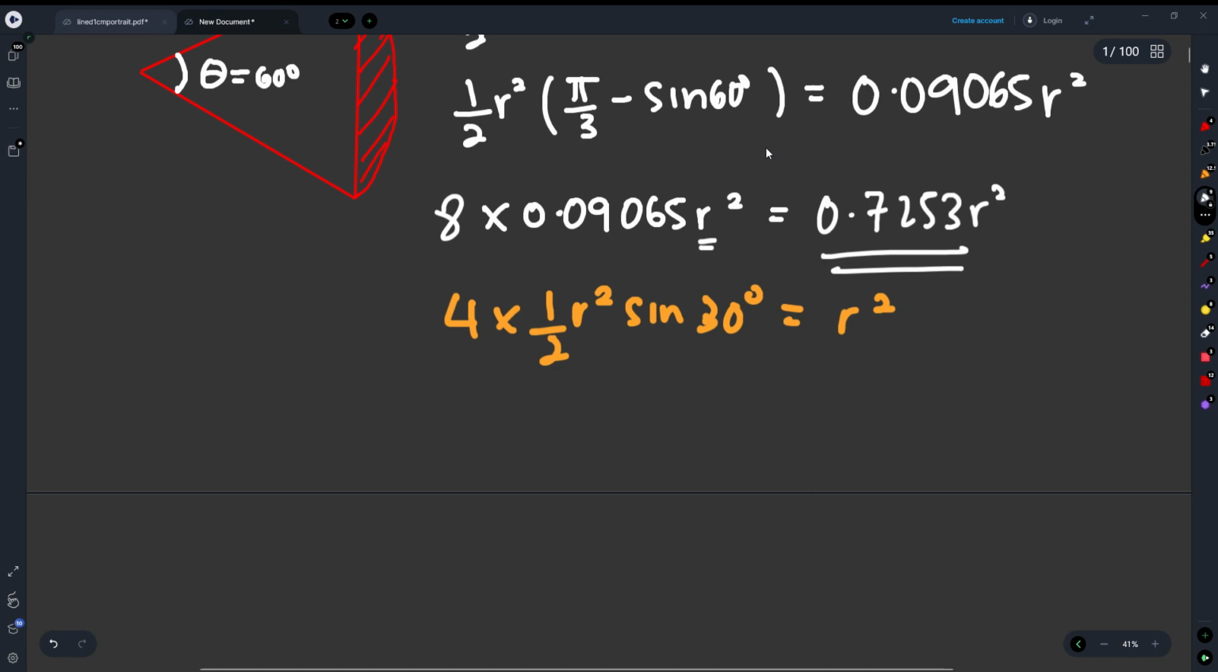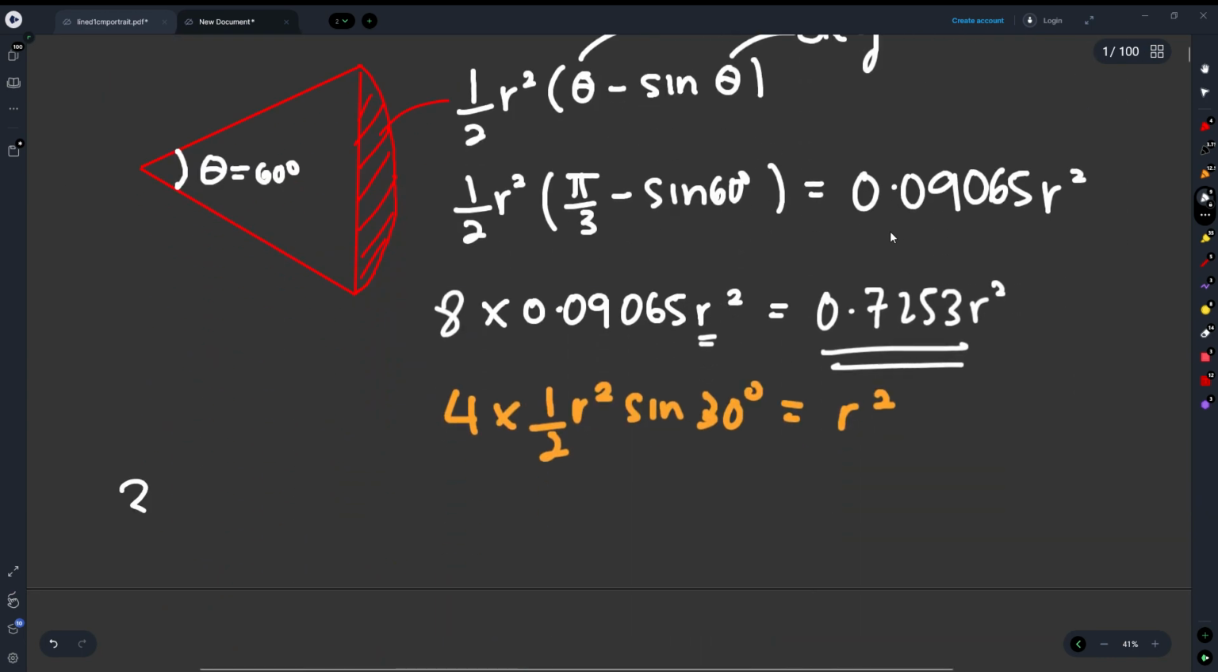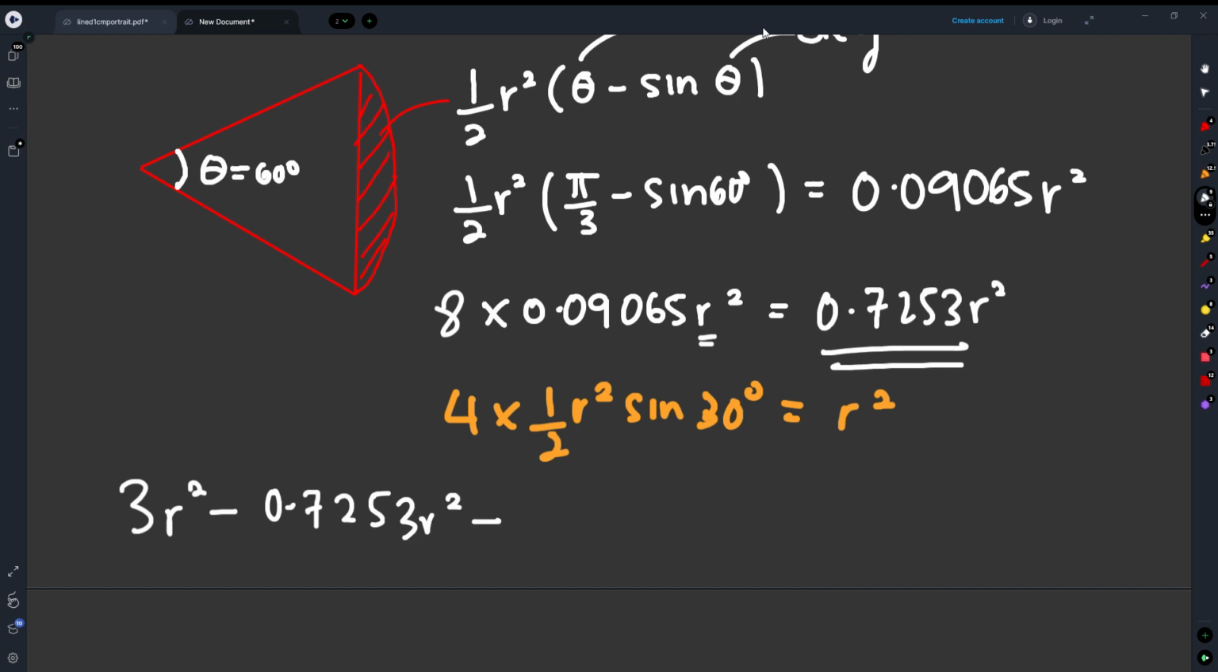So finally the total area of the entire polygon is 3r square, minus all the segments, which is 0.7253 r square, minus all the middle area between the segments, which is just r square. So try pressing this in the calculator: 3 minus 0.7253 minus 1, you will get 1.2747 r square. That's how you get the answer.